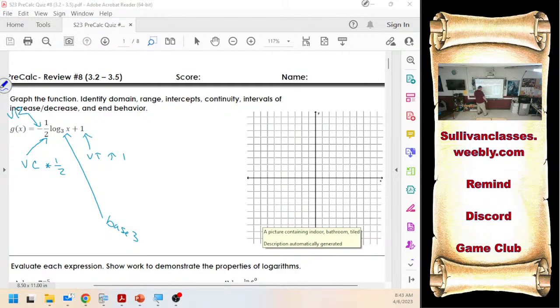So my asymptote is still at 0. We didn't have a horizontal translation. I'm going to have that initial point that is normally on the x-axis, because anything to the 0 power is 1, so the log of 1 in any base is 0. Normally we have this, but I'm going to move it up 1 because of my vertical translation.